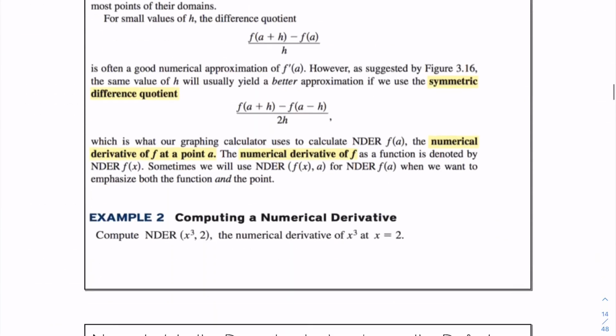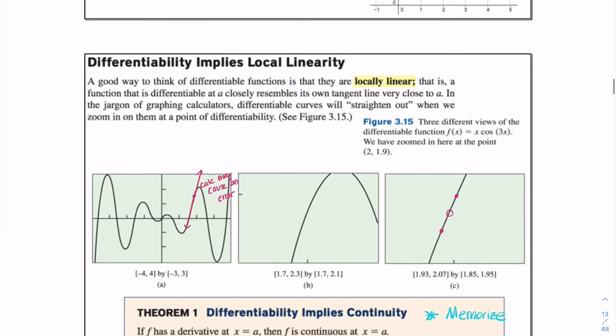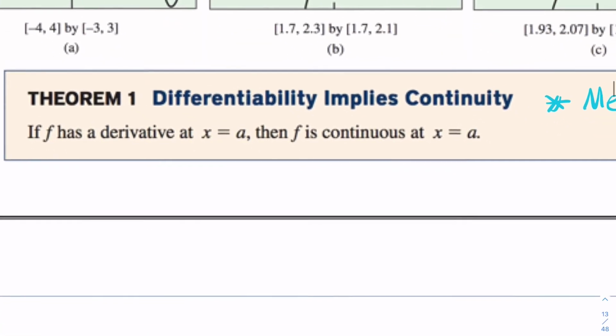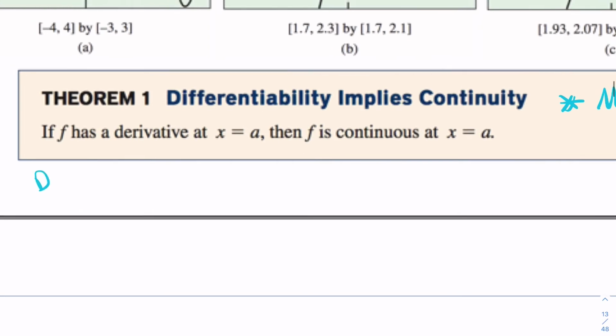Wait, is there another? There's not another slide. Don't memorize that. Just remember that they're locally linear, that differentiability implies local linearity as well. Yeah, let's put it right here. Whoops.